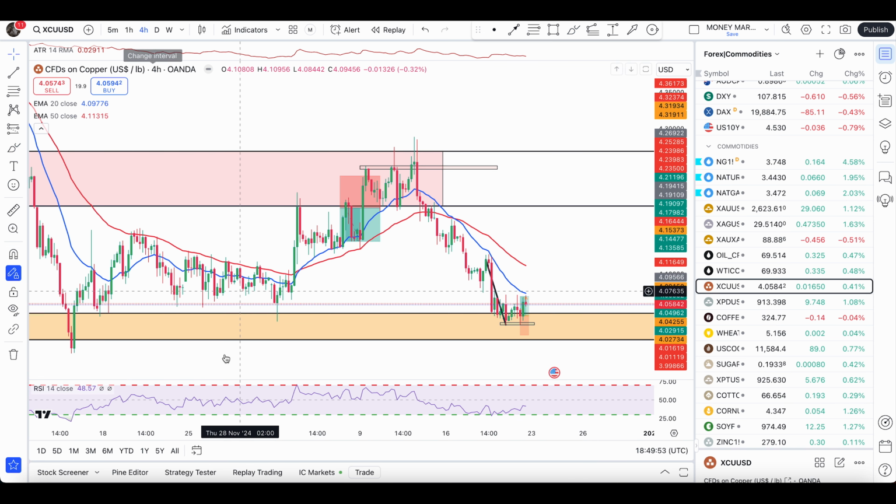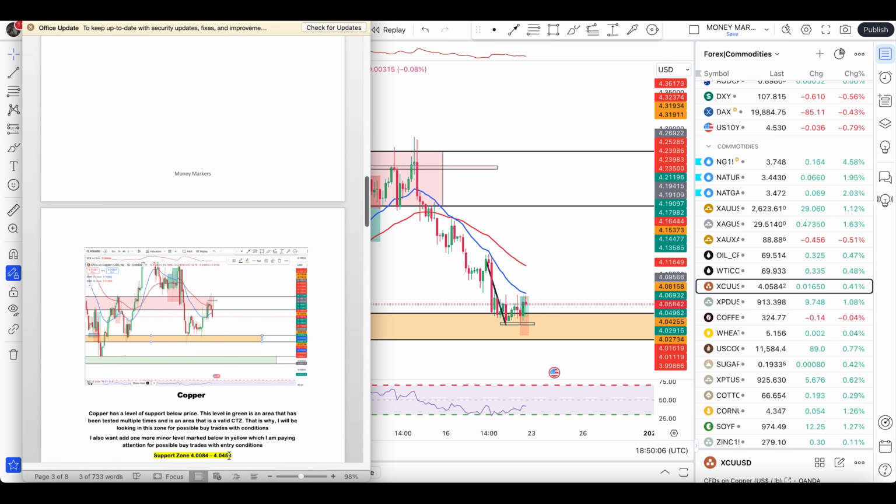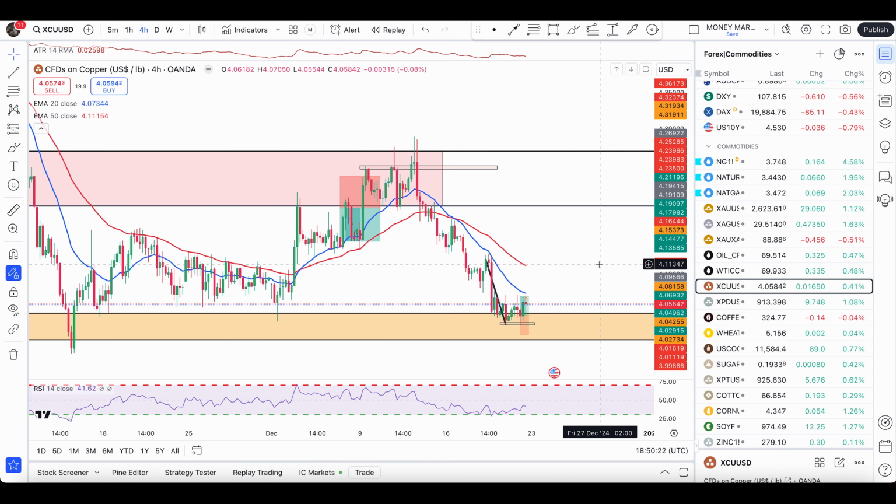Then we have copper. Now here, on copper, we were looking at two levels, one minor, one major. For the major level, I expect a very big bounce. Minor level, we can expect some good bounce that is enough to hit your targets. Right here, as you can see, we had a minor level below. I'm paying attention for the possible buy trades with entry condition.